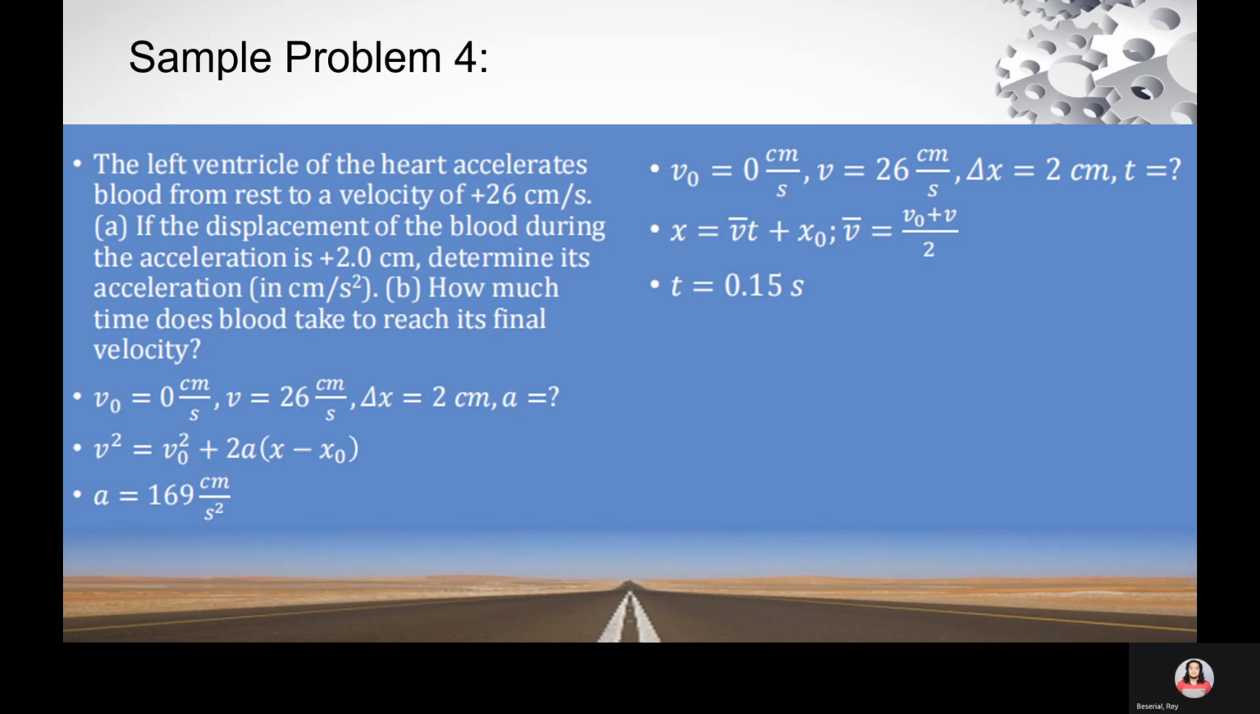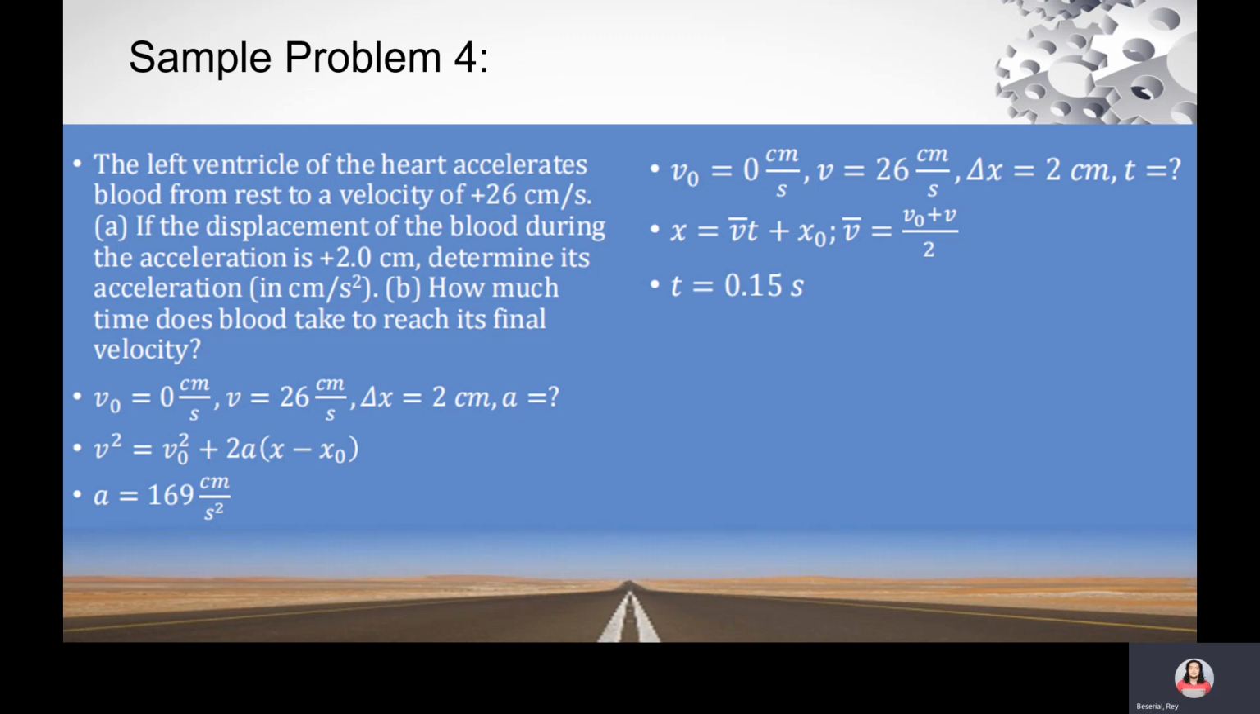So, what is our acceleration? Gagamitin natin na formula is yung ating velocity squared equals to initial velocity squared plus 2a times final position minus initial position. So, ipang-substitute natin yung mga values natin na nakuha or yung mga data natin na nakuha sa ating problem. So, yung ating acceleration is 169 centimeter per second squared. Okay?